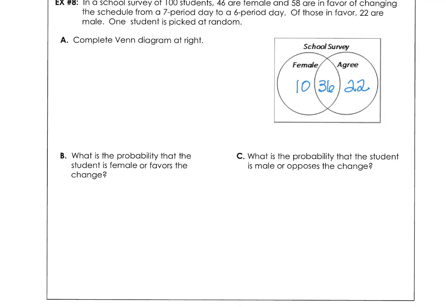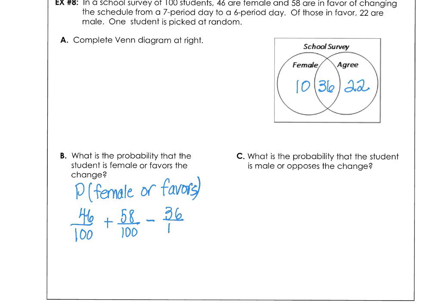So the probability would be they're female or they favor. So we've got to consider the overlap here. So female is 46 out of 100, and they favor is 58 out of 100. Then subtracting the overlap would be 36 out of 100, which gives us 68 out of 100, or 68% would either be female or they favor the change.